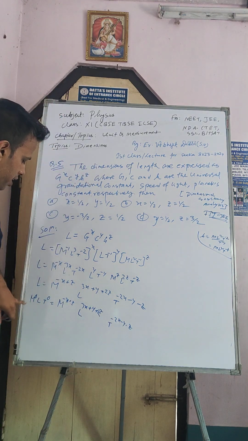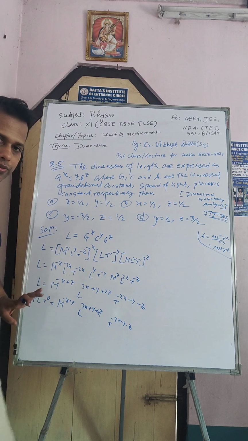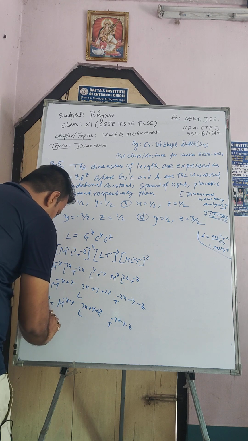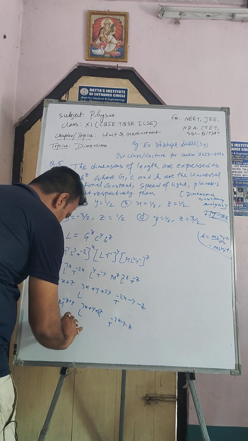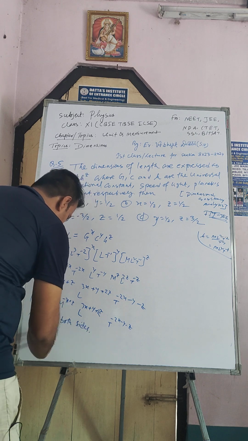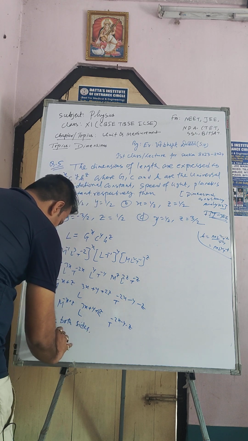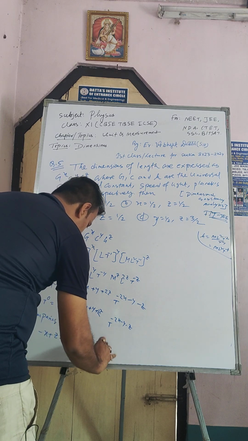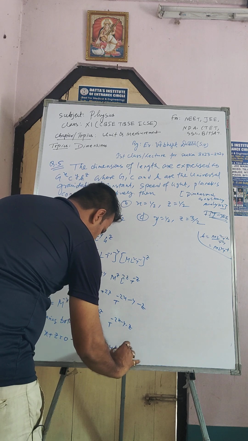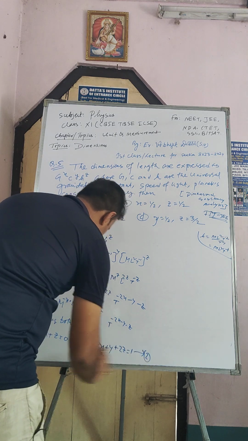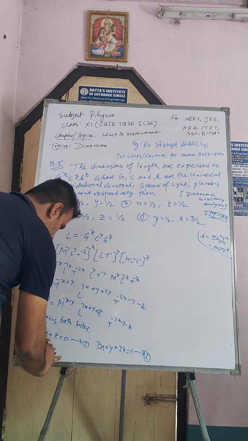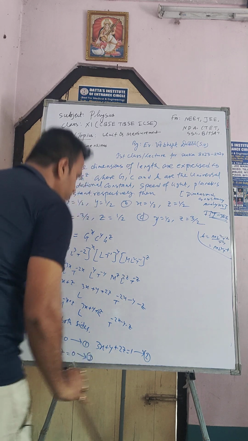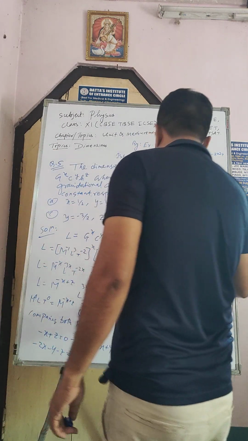Here m is 0, L is 1, and t is 0. Now compare this equations, comparing both sides. If you compare both sides, what you will get? You will get minus x plus z is equal to 0, that is equation 1, and 3x plus y plus 2z is equal to 1, equation 2, and minus 2x minus y minus z is equal to 0, it is equation 3.